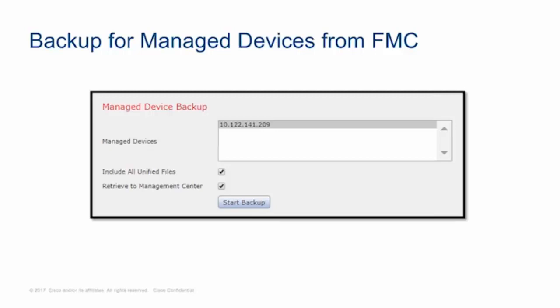So here we have an option: if you just select it without including the unified files, then it's going to select the configuration by default, and you can also check the unified files option to include the unified files. As said, the unified files are the events information before being processed by the FMC.